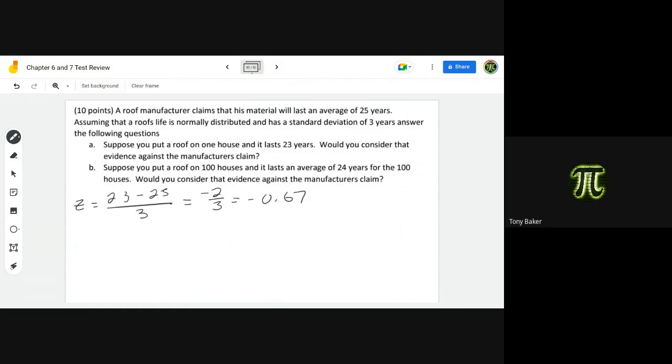So now if we look at negative 0.67 on our Z table, we get 0.2514. So there's at least, it's 25%, 0.14 is less than that, right?